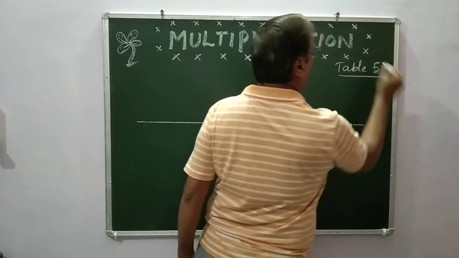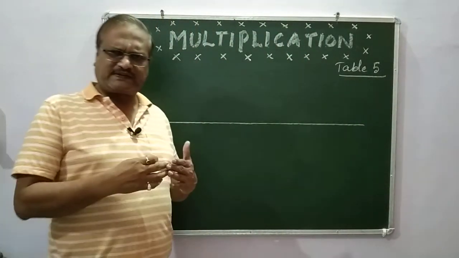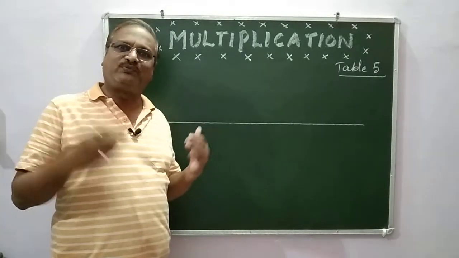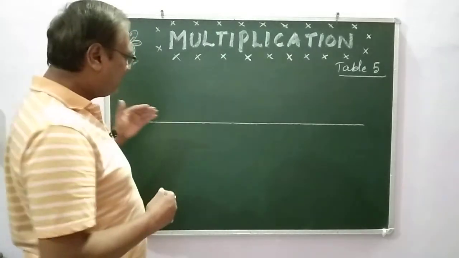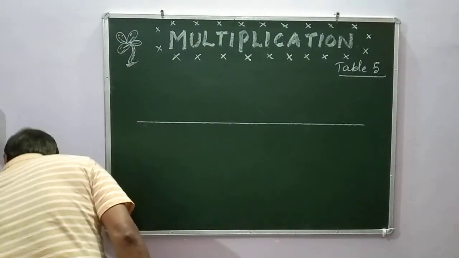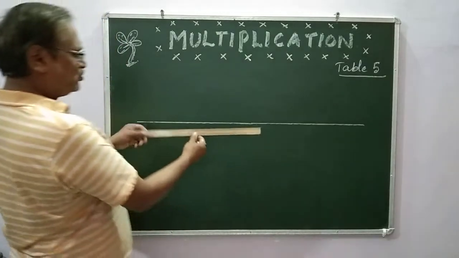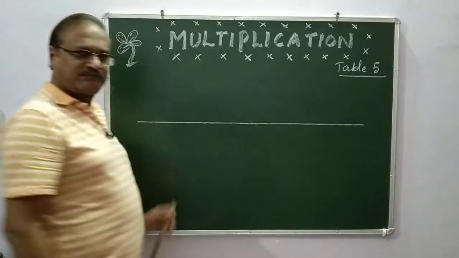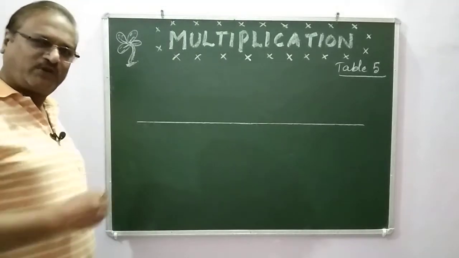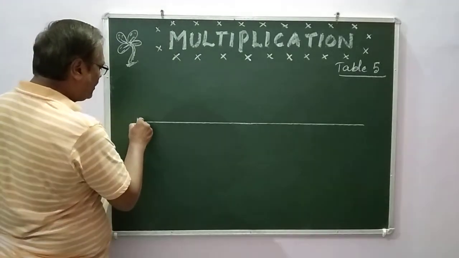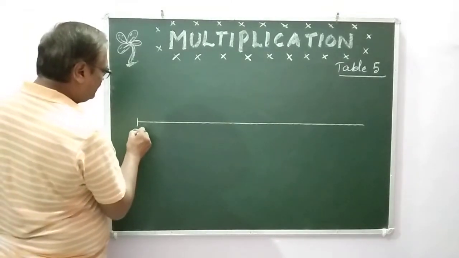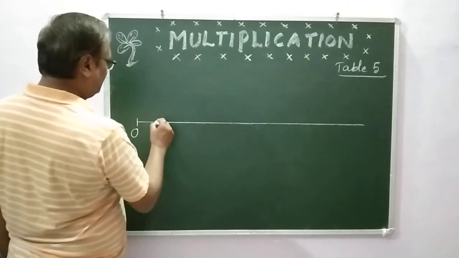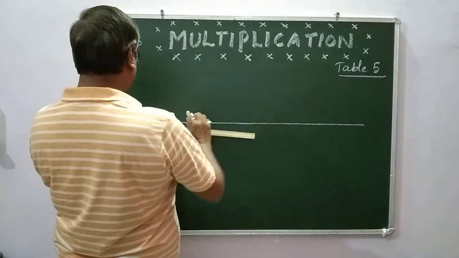Okay, now this multiplication table we will learn in a different way. I have got a line. I drew this line with the help of a scale, and I have drawn the straight line. Now, what I am going to do is mark numbers on this line. When you mark numbers on this line, I am going to take equal distances.